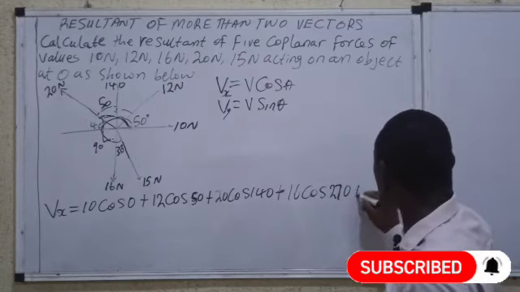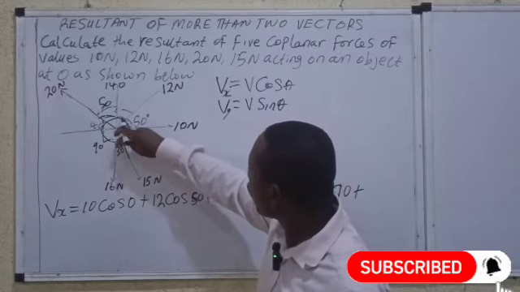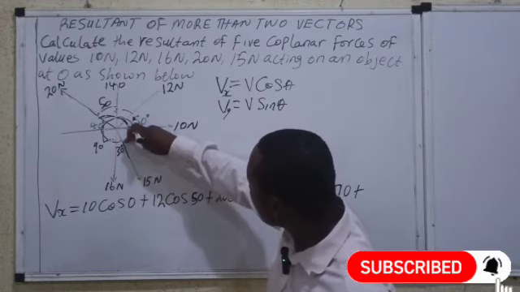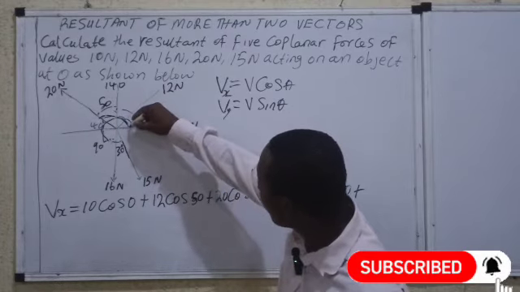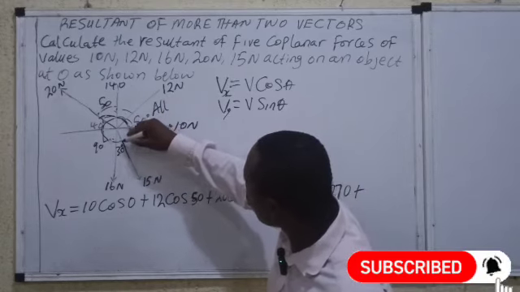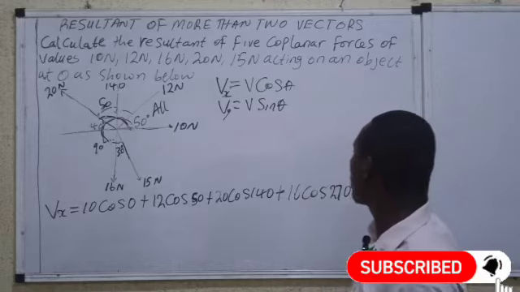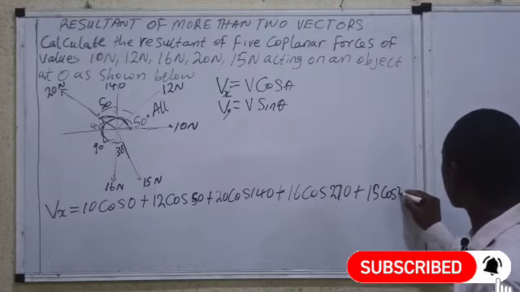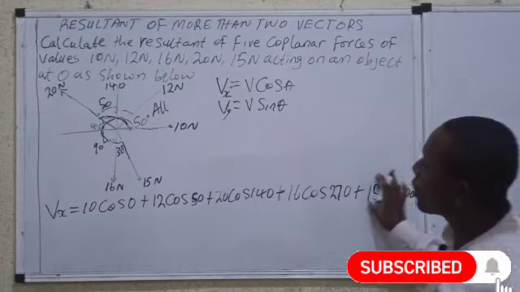Okay. Then the last force that we have here is actually 15. Now, from here to here is 270, right? Now, if we want to resolve this last one, 30 plus that 270, because we will now be looking from here to this place. Remember, this place is our starting point. So from here to this point now is 270 plus this 30, which is 300. So we now have 15 cos 300. So we've gotten our answer.